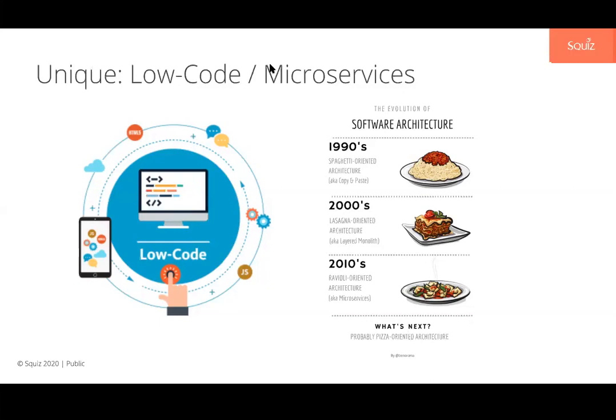In the 2000s, we moved to what we can jokingly call lasagna architecture. So we had layers of systems. So we had our database backend, then we had our middleware, and then we had our front end. And we could kind of sanitize things that way and have everything separated.